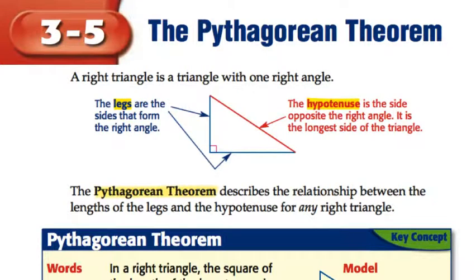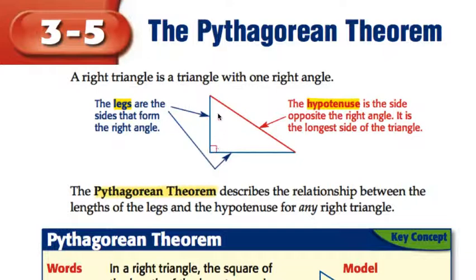Well, welcome back. Today we're going to talk about the Pythagorean theorem, and I know most of you are already familiar with this. The Pythagorean theorem applies to right triangles, and a right triangle is a triangle that has a right angle. Okay, so just a few definitions to get out of the way.